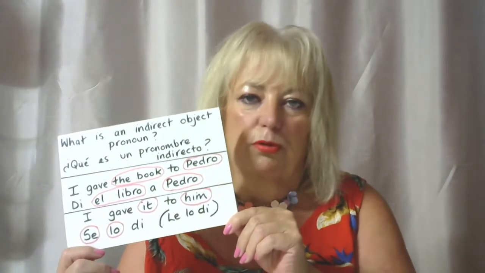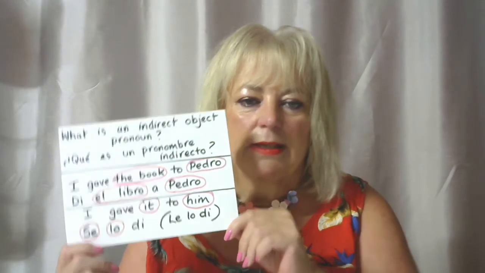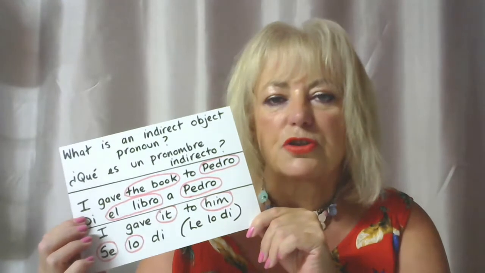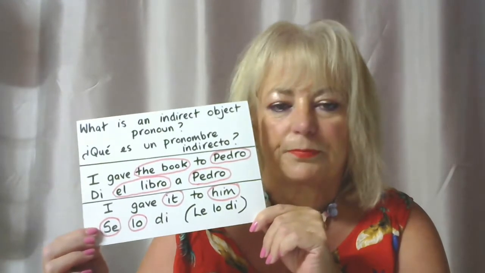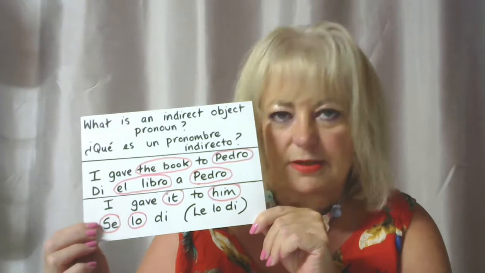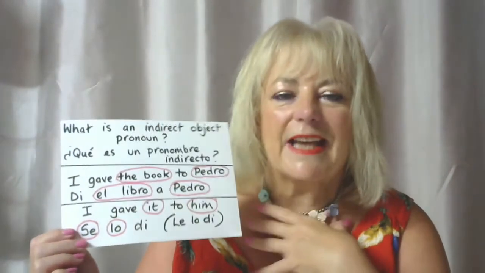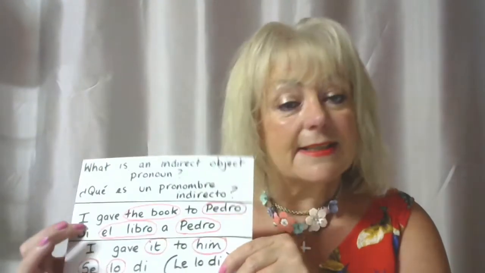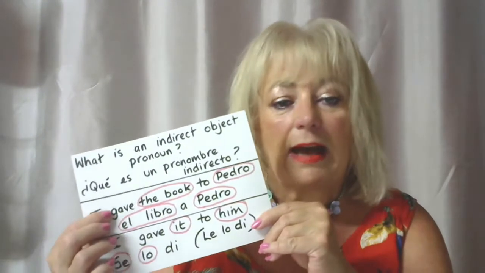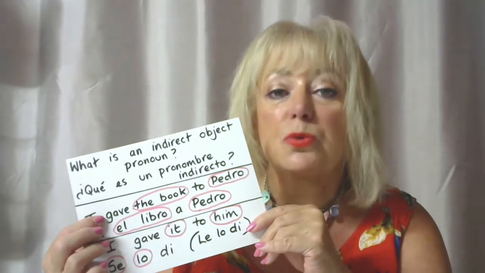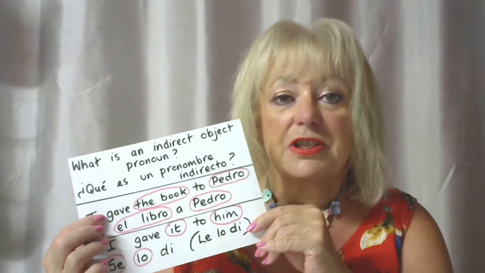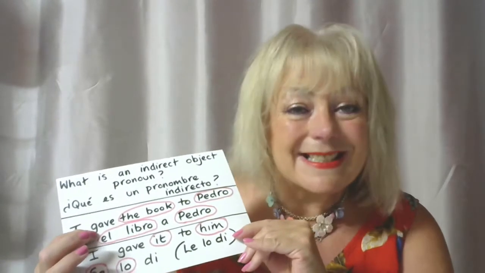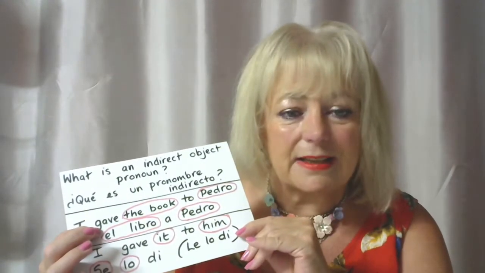¿Qué es un pronombre indirecto? So we're going to take a sentence here. I gave the book to Pedro. I is the subject of that sentence, the person doing the action. I gave the book to Pedro. And of course, the action is gave. Yeah? And gave is from the verb to give, which in Spanish is dar. And I gave is the past tense, the preterite tense.